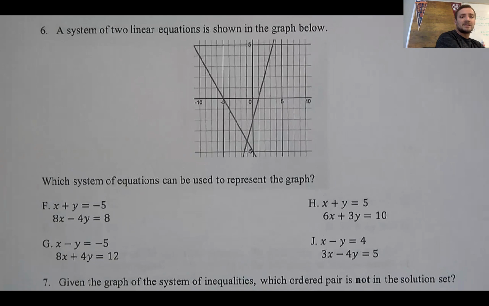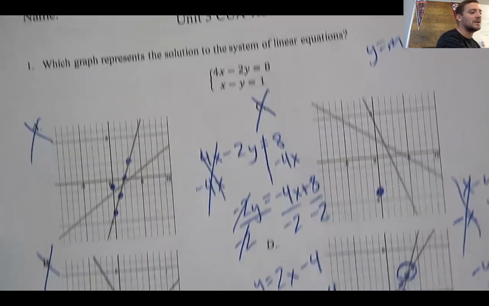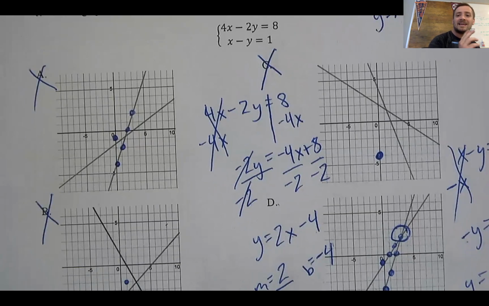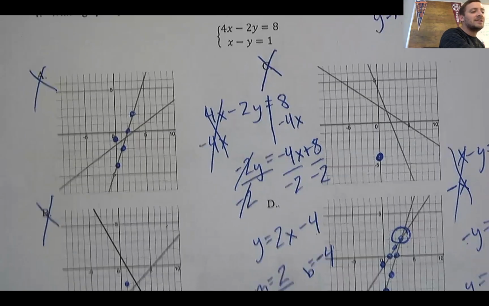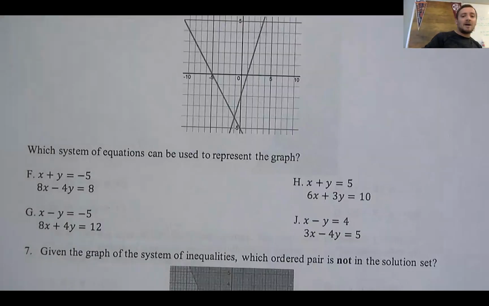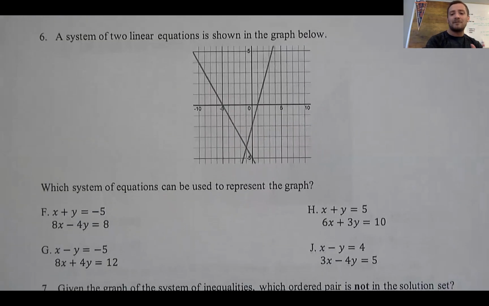All right, a system of two linear equations is shown in the graph. Which system of equations can be used to represent the graph? So again, this is very similar to what we did in question number 1. If you guys look back at question number 1, it's kind of the opposite. Question number 1 gave you two equations and you had to find the graph that matched it. And now we're doing the opposite. Now I've given you a graph and you have to find the equations that match it.